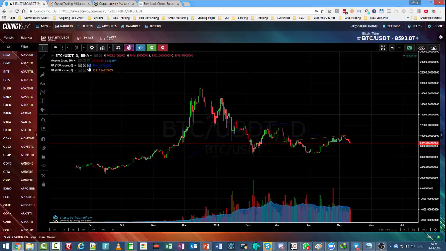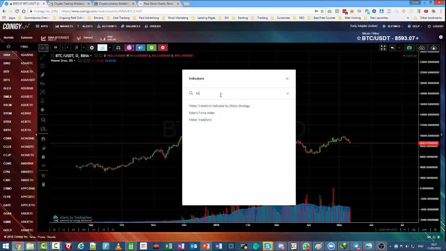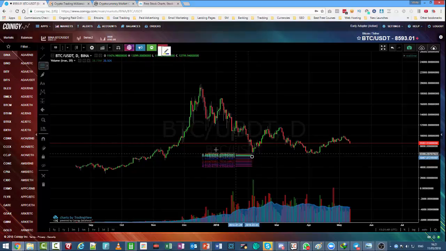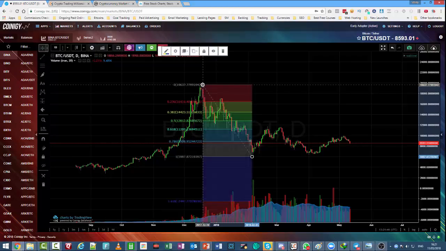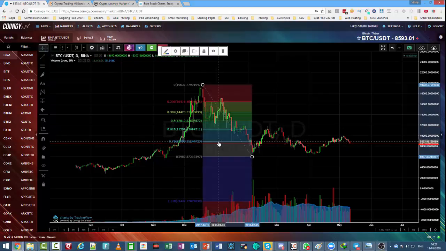The next one is going to be Fibonacci. Actually, Fibonacci, you find it right here, Fib retracement. And Fibonacci is a very important indicator. It basically shows you from the top to the bottom, wherever you place the Fibonacci. Let's say this is the bottom, and this is the top right here. It's going to show you the retracement to 23%, 38%, 50%, 61%, and 78%. So that's what those lines mean.